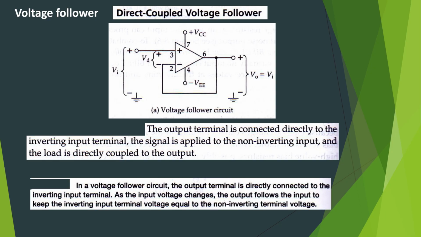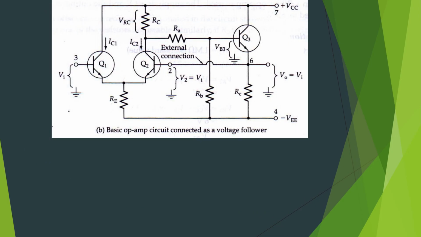In a voltage follower circuit, the output terminal is directly connected to the inverting input terminal. As the input voltage changes, the output follows the input to keep the inverting input terminal voltage equal to the non-inverting terminal voltage. So this is a basic op-amp circuit connected as a voltage follower.